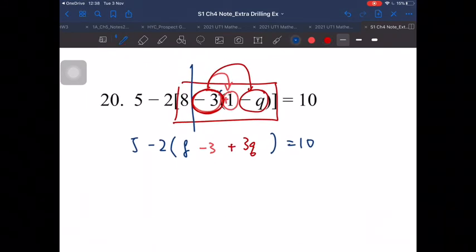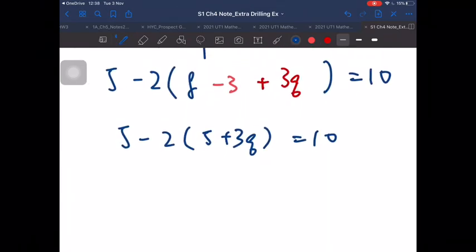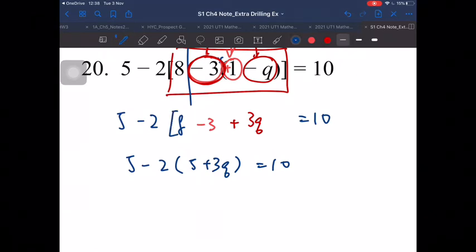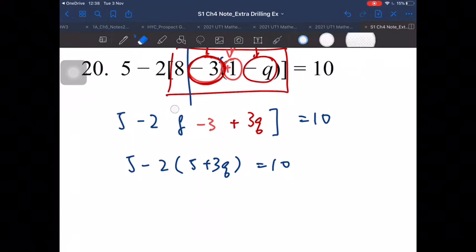So then we have to simplify the answer here. 5 plus 3q equal 10. Next, you will find that actually this is box brackets, right? But now it changed. It will become the round bracket. It is because the small bracket, that means this round bracket, is removed. So it can be written as the round bracket now.